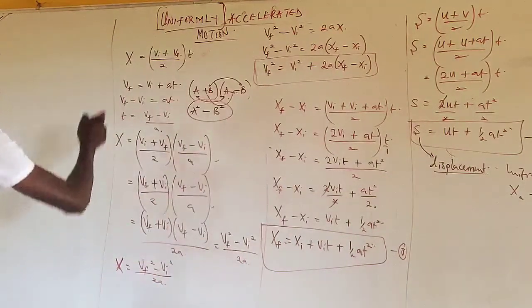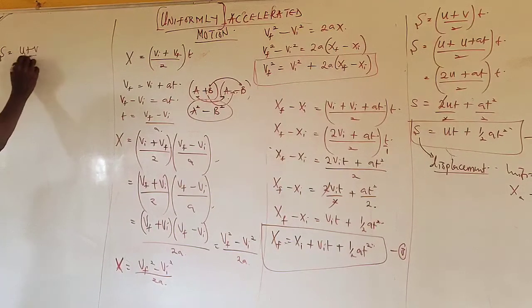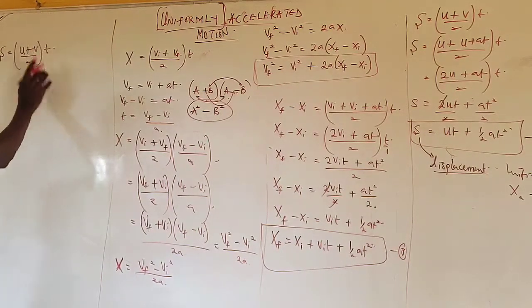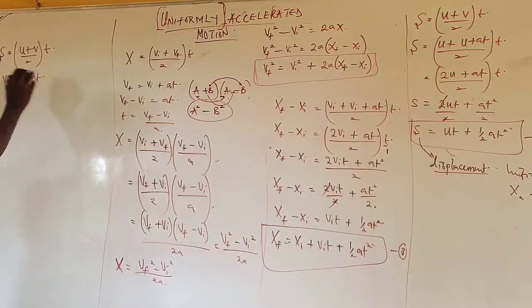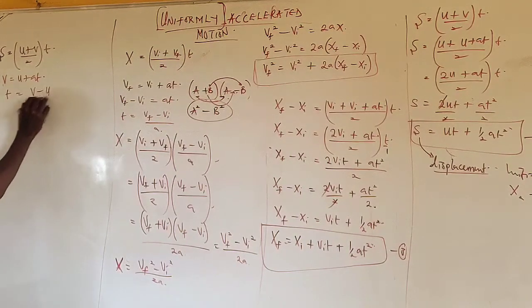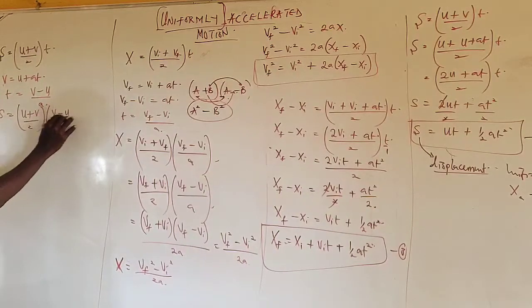Now from here, my s will be equal to (u plus v) over 2 multiplied by time. And if I assume that my equation is v equals u plus at, then my time taken from here can be equal to (v minus u) over a. Then my s will be equal to (u plus v) over 2 multiplied by (v minus u) over a.